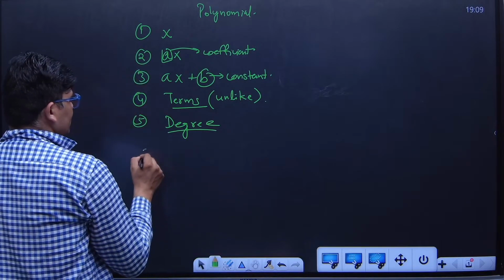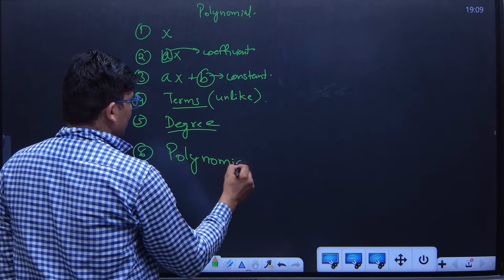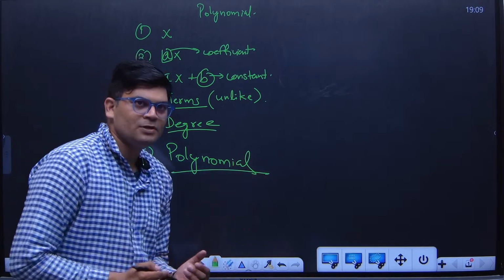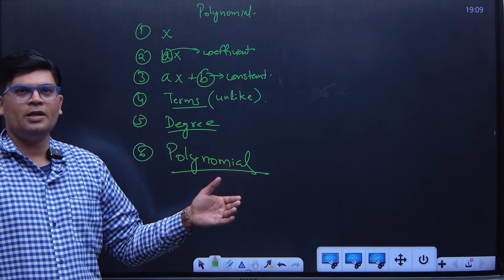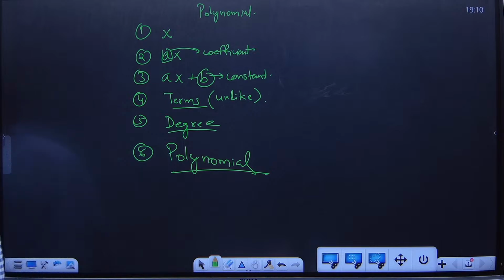Then I told you about the sixth category, which was known as polynomial, and I told you if the exponential power of all the variables in an expression is a whole number, it is known as a polynomial, or else it is just an expression. All right, any doubt up to here? Okay.